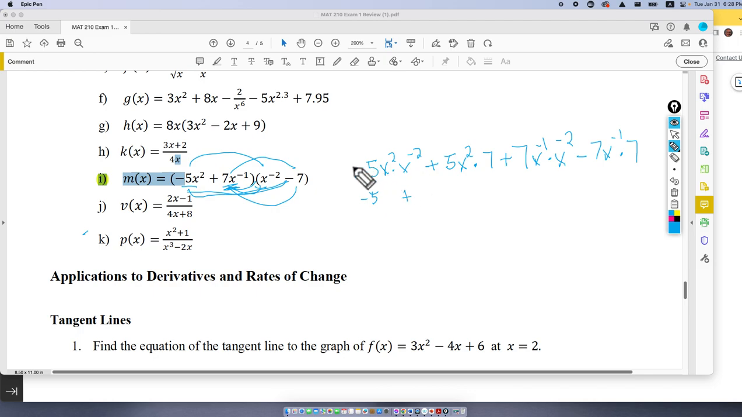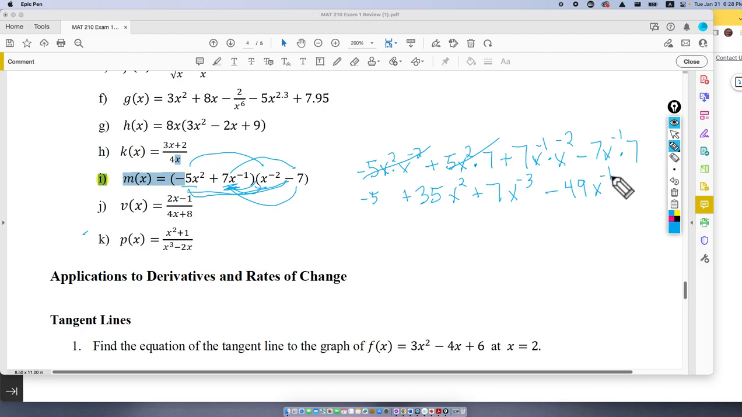I could put x to the 0, but, you know. This is just 5x squared times 7. So 5 times 7 is 35. So that takes care of that piece and that piece. And so then we got 7x to the minus 1, x to the minus 2. Again, we add exponents. So that should give us plus 7x to the minus 3. And in this last one, negative 7 times 7. So that should be negative 49x to the minus 1.